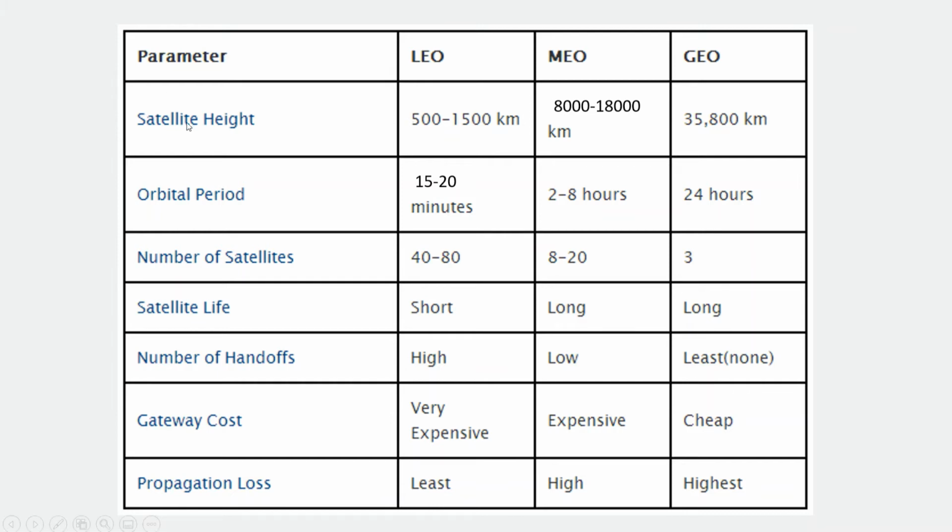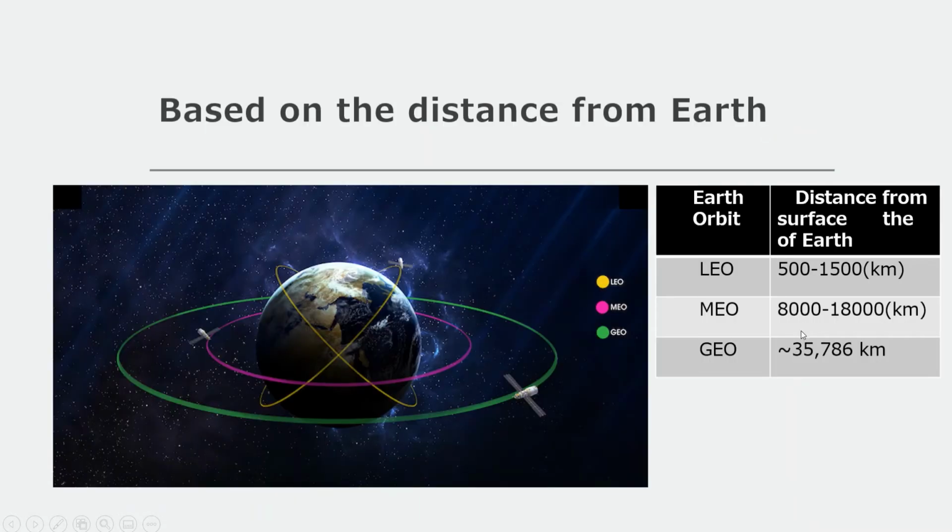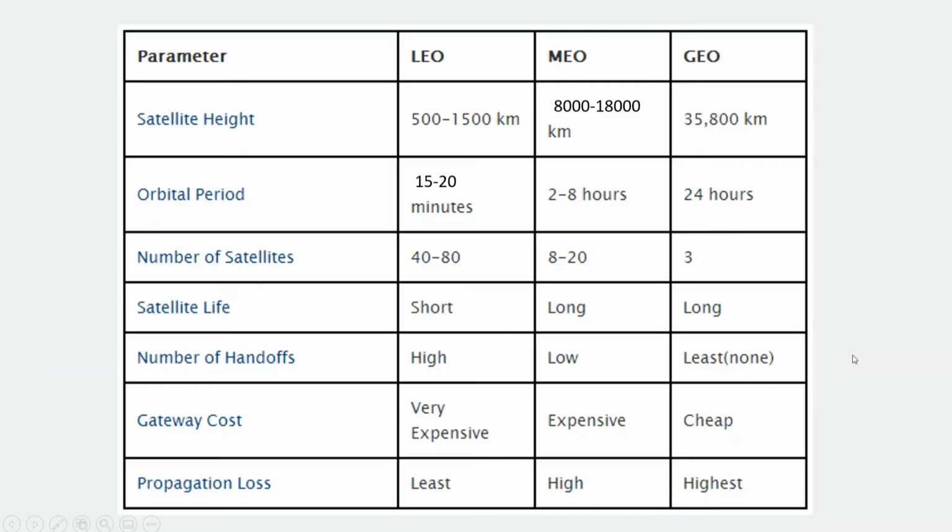The satellite height of those revolving in the LEO orbit is 500 kilometers to 1500 kilometers. And coming to the MEO, it is 8,000 to 18,000 kilometers. And the satellites revolving in GEO orbit will be at 35,800 kilometers, which is approximately equal to 35,786 kilometers.